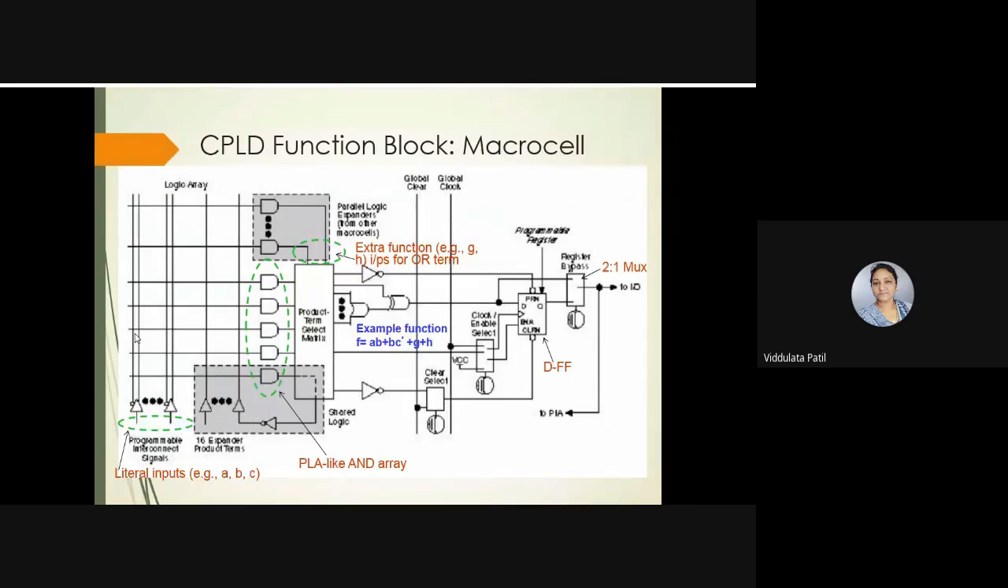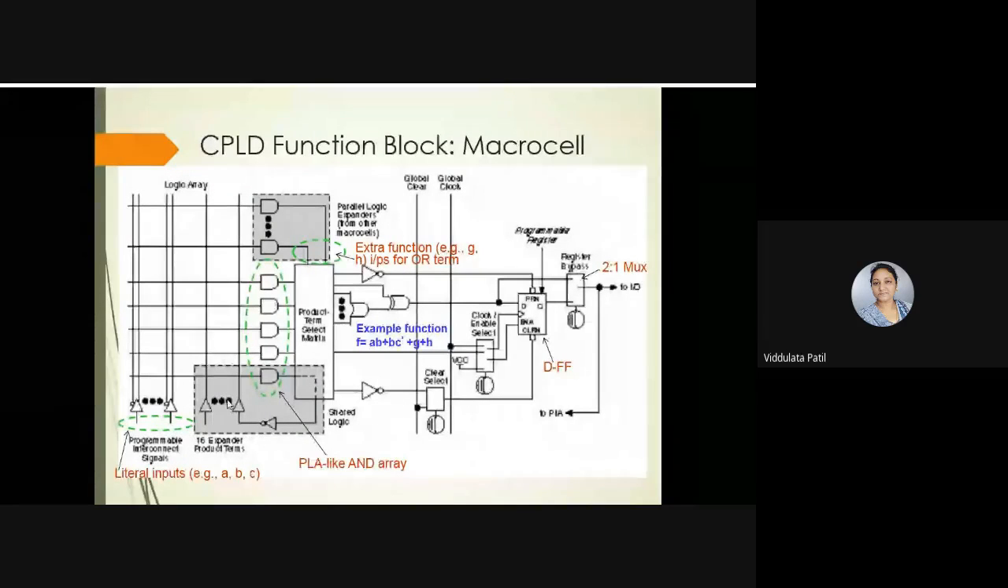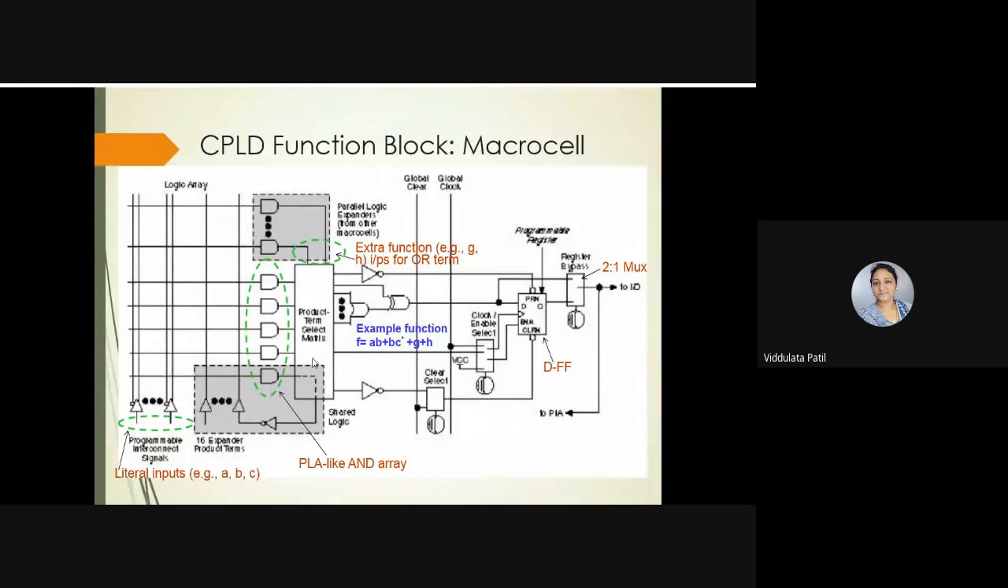Then there are 16 expander product terms, so that here we can expand the product terms. And then the main part, that is a PLA-like AND array, will be present. This PLA-like AND array will produce the product terms. Out of the product terms that are produced, some will be selected. Here there is a block, the product term selector block, that is present in a functional block.